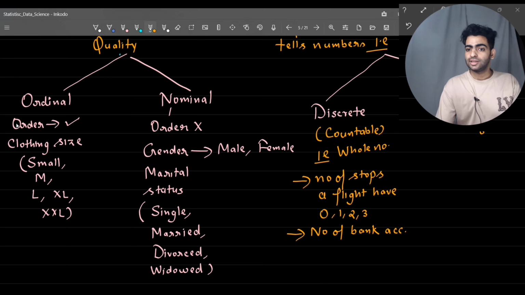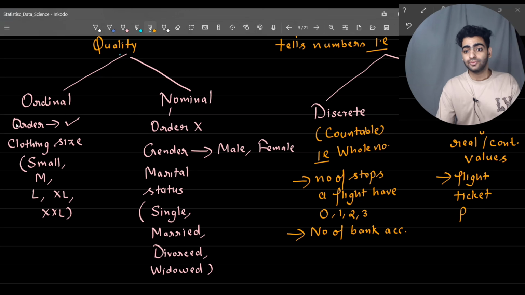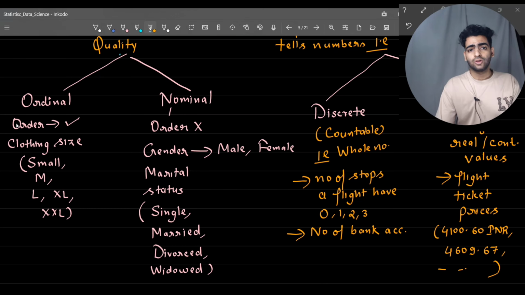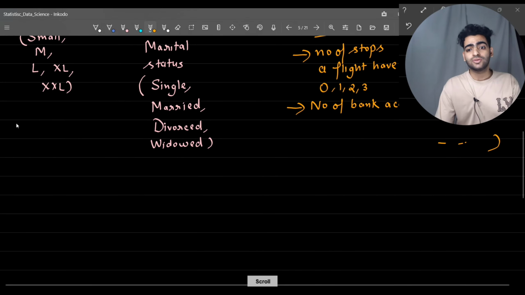Coming to continuous data, it is that data which has real values or continuous types of values. Let's consider a couple of examples. Let's say the flight ticket price that you have paid at the time of booking, because a ticket price could be, let's say, 1400 Indian currency or 1400.6 Indian currency. It could be some continuous value. So you will notice that these are actually continuous values.